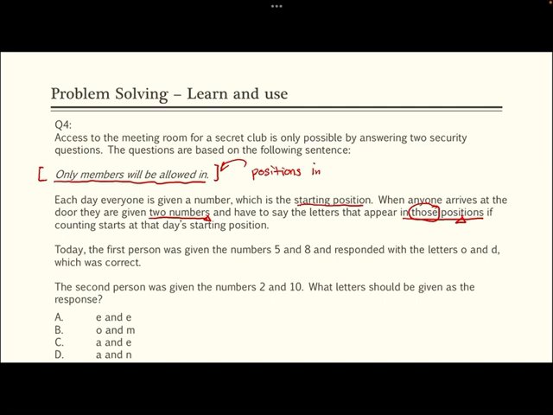Today the first person was given numbers 5 and 8. When we see these two numbers, let me ask you first, what are these numbers referring to? The starting number, or the position numbers? Very easily we can find out that these two numbers must be the position numbers. So the numbers 5 and 8 correspond to the letters O and D, which is correct. So these are the position numbers.